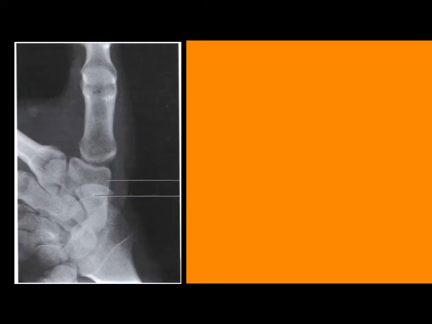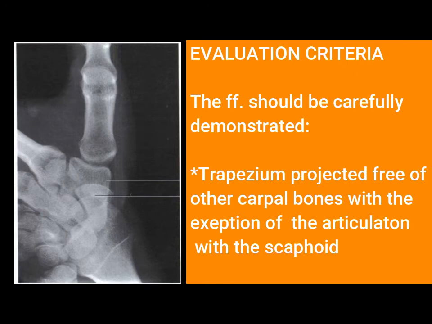For the evaluation criteria, I include the actual radiograph of the Clements-Nakayama method. The following should be clearly demonstrated: trapezium projected free of other carpal bones, with the exception of the articulation with the scaphoid.